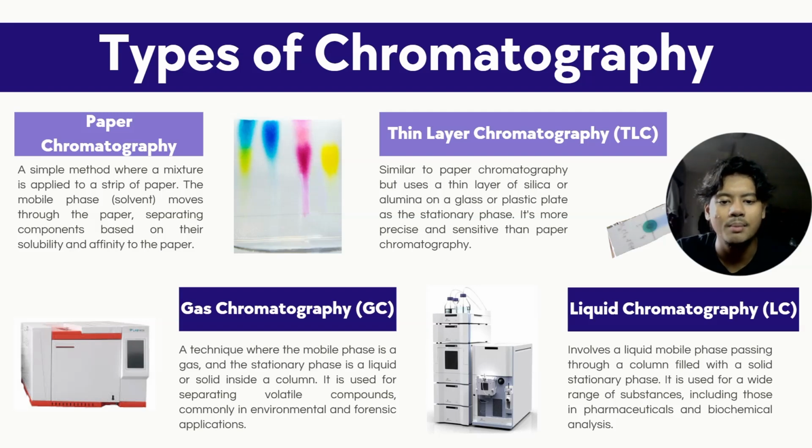It is similar to paper chromatography, but uses a thin layer of silica or alumina on a glass or plastic plate as a stationary phase. It's more precise and sensitive than paper chromatography. The third one is gas chromatography, or GC, where the mobile phase is a gas and the stationary phase is a liquid or solid inside the column. It is used for separating volatile compounds, commonly in environmental and forensic applications.